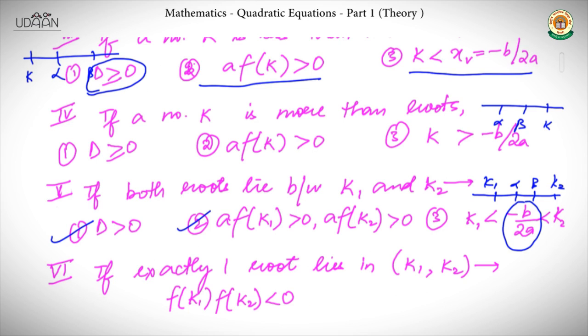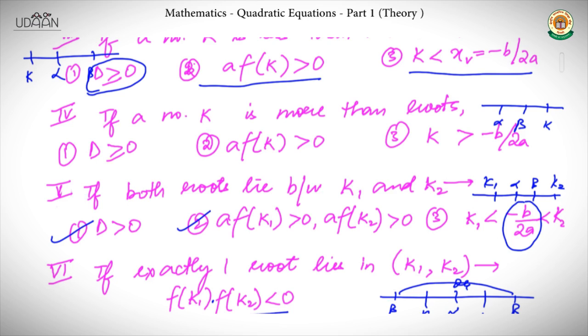Last case, if exactly one root lies between k1 and k2, that is, let there be two numbers k1 and k2 and here lies alpha, beta could be here or here, then the condition to be satisfied is the product of f of k1 into f of k2 will always be less than 0. Yeah, but we don't really need to remember these formulae.